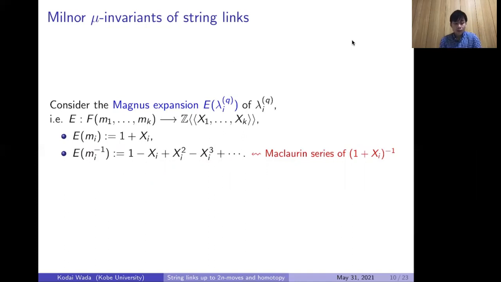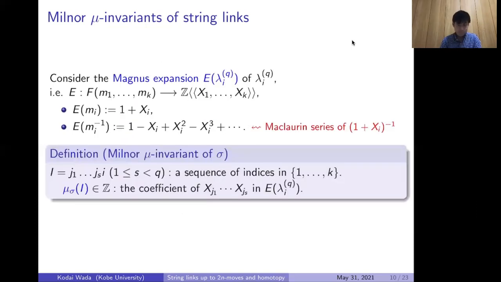Now we can give the definition of the mu invariant of sigma. Let large I be a sequence j1, through js, i of indices in the set 1 to k, where s is less than q. We define mu sigma I as the coefficient of the monomial x_j1 through x_js in the Magnus expansion of the word lambda i q.